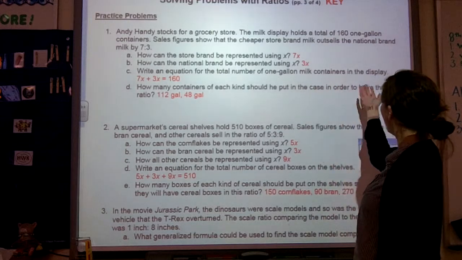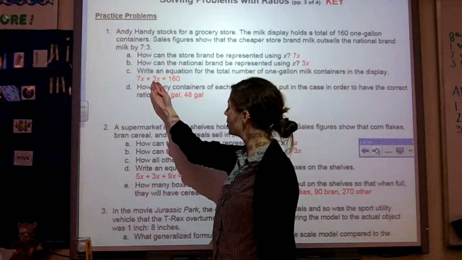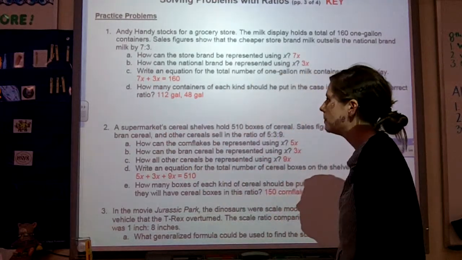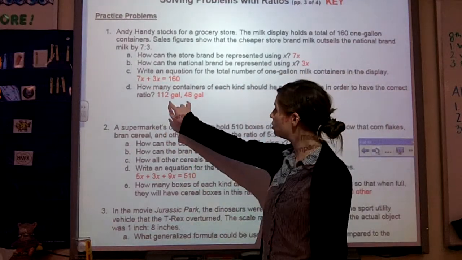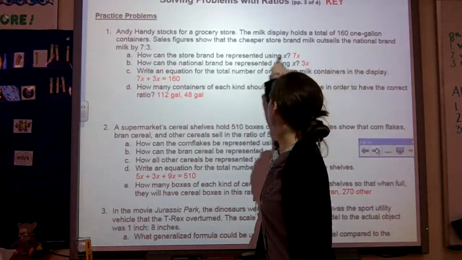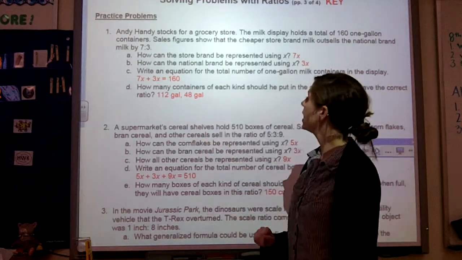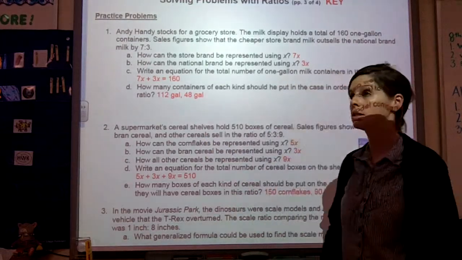Write an equation for the total number of 1 gallon milk containers in the display. You'd have 7X plus 3X equals 160. Solve for X. When you do, you find that the store brand, which is this first one, is 112 gallons, and the national brand would be 48 gallons.